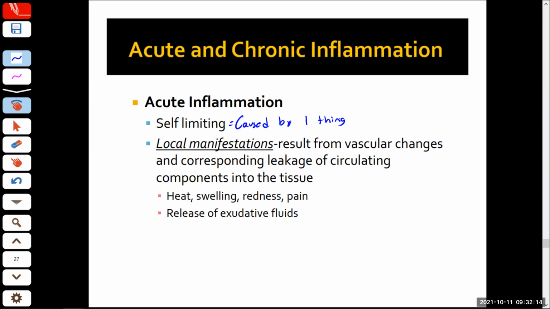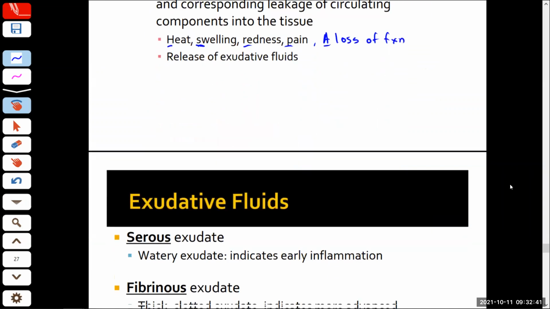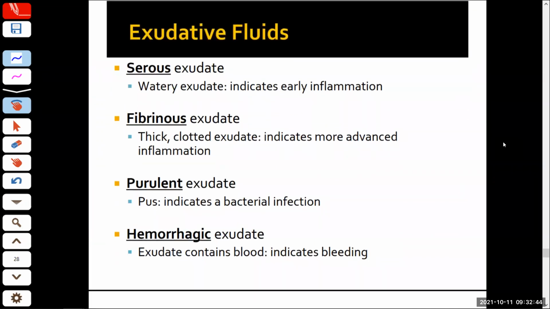Local manifestations we've already talked about. What are your local symptoms of inflammation? Swelling. Sharp. Loss of function. And along with that, certain fluids come out of the wound. What kind of fluids could leave a wound? Serous exudate. Serous exudate is very watery.